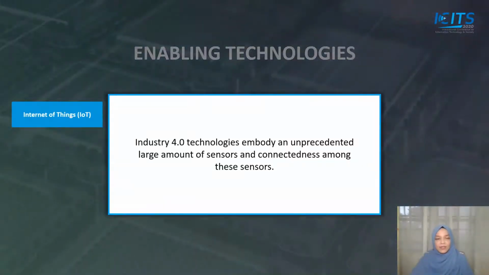Internet of Things. Industry 4.0 technologies embody an unprecedented large amount of sensors and connectedness among these sensors. Combined with other technologies such as artificial intelligence and big data, it is now possible to anticipate entirely autonomous systems that revolutionize manufacturing.